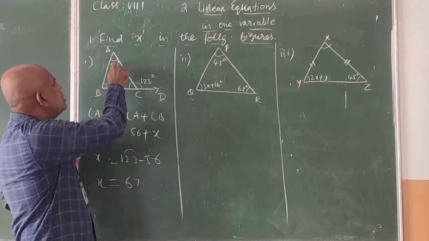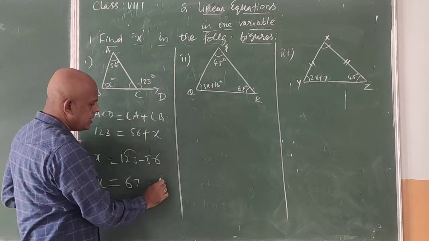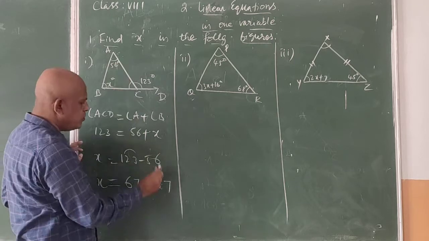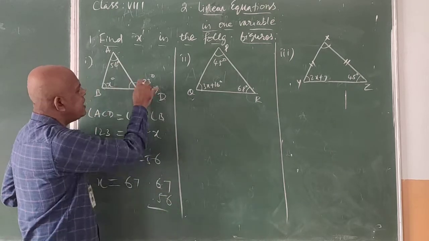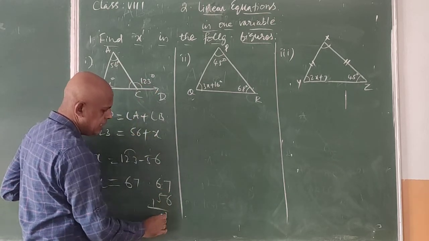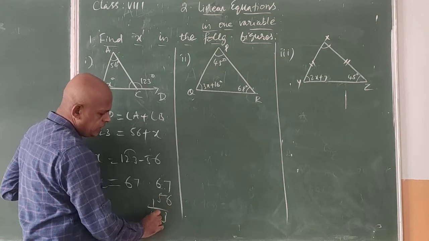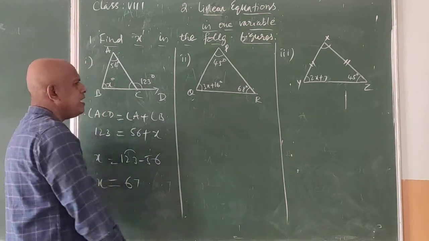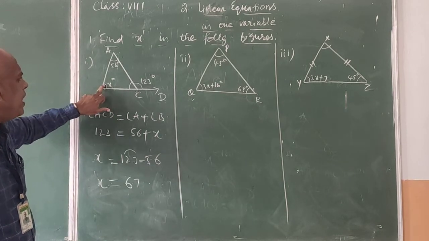Again, if you add these both, you will get 123. x value is 67, and the other is 56. If you add, 6 plus 7 is 13, 6 plus 5 is 11, 1 makes 12, so 123 degrees. In this way also you can verify. So based on the exterior angle property, we solved the value of x here.